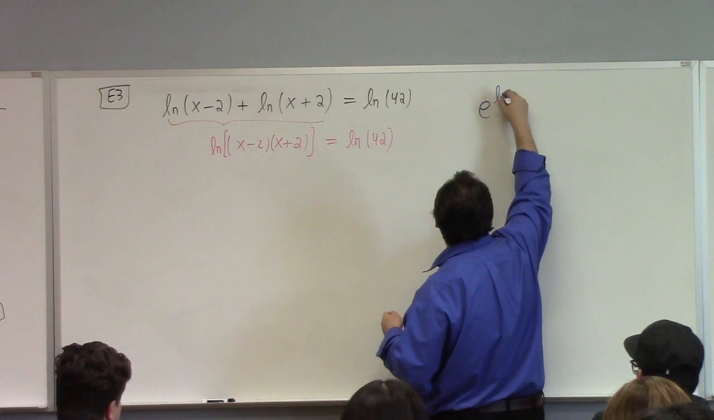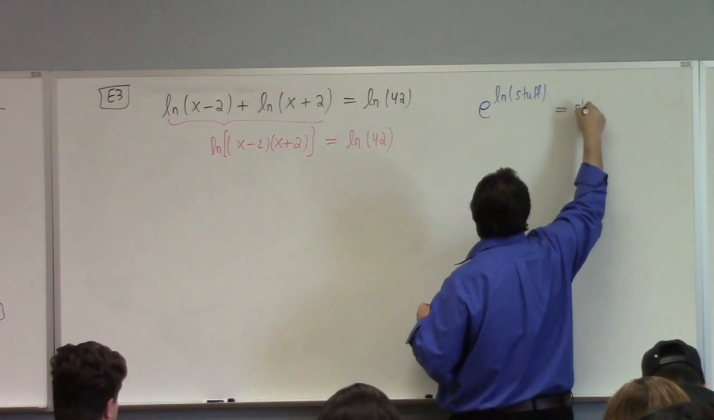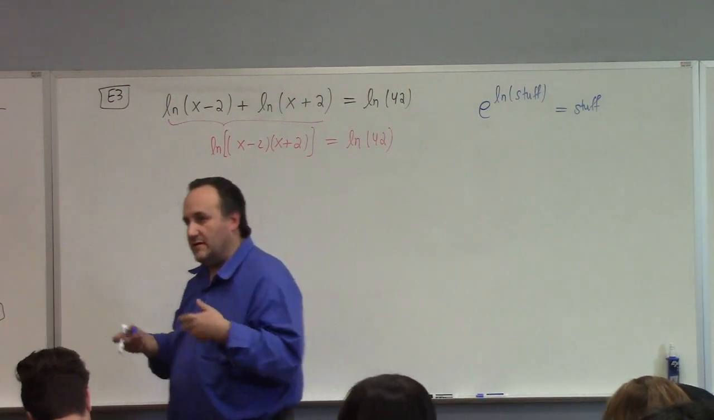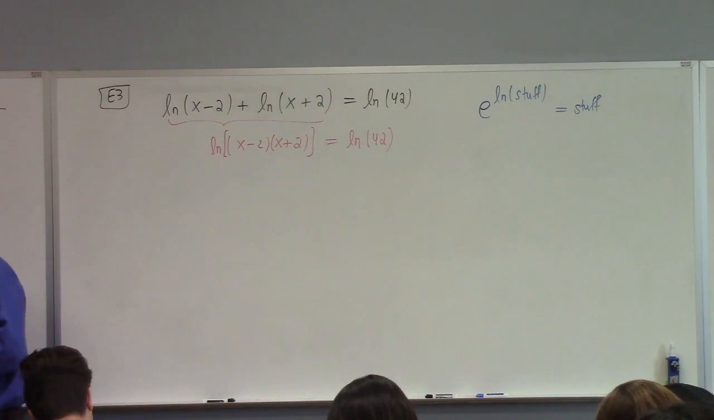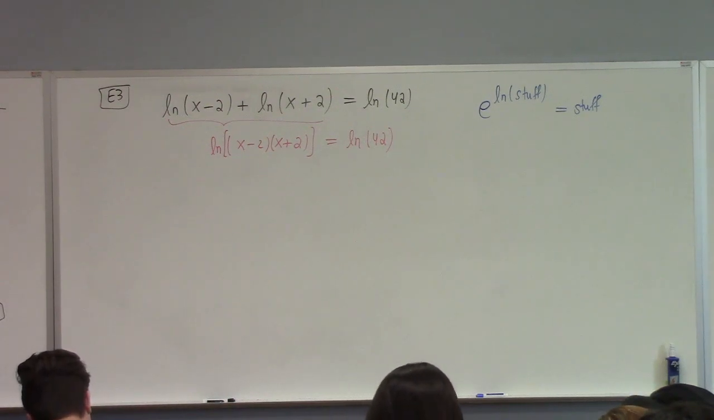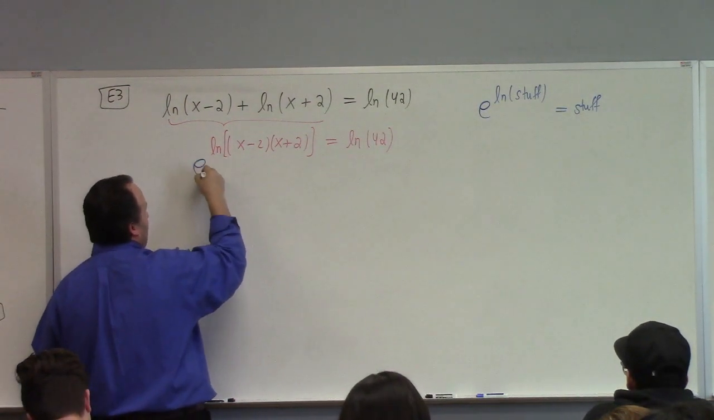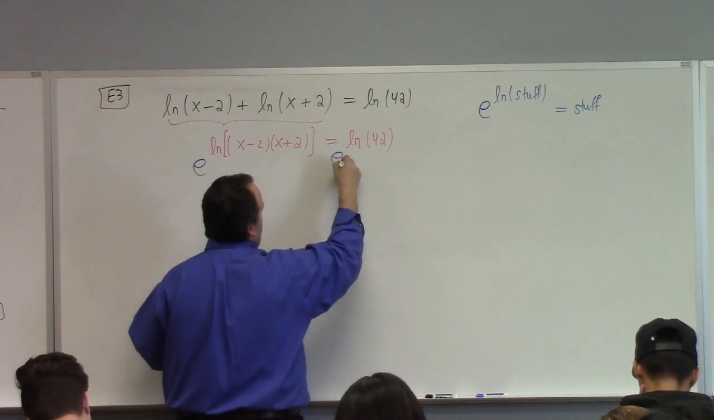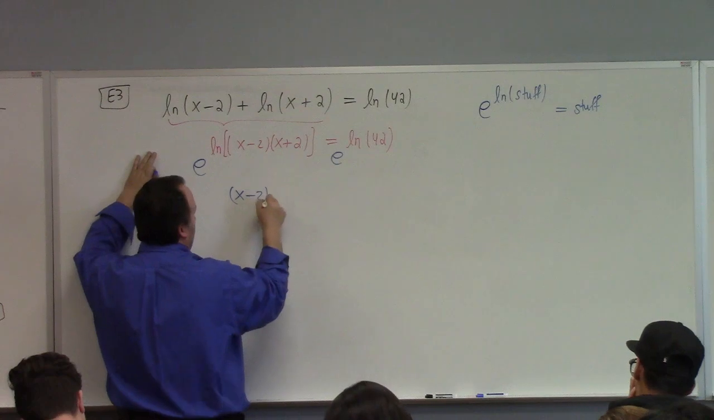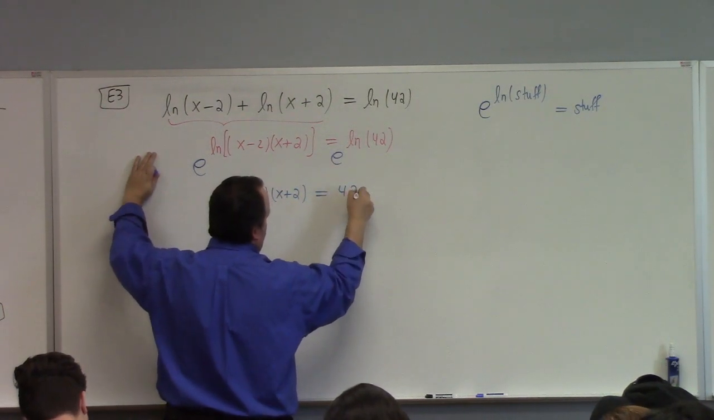See, e to the natural log of stuff is equal to stuff, because exponential and natural log are inverse functions. Now the stuff has to be positive, all right? So there's that. But that's what we do. We just exponentiate both sides. So e to that is equal to e to that. And then that gives us x minus 2 times x plus 2 is equal to 42.